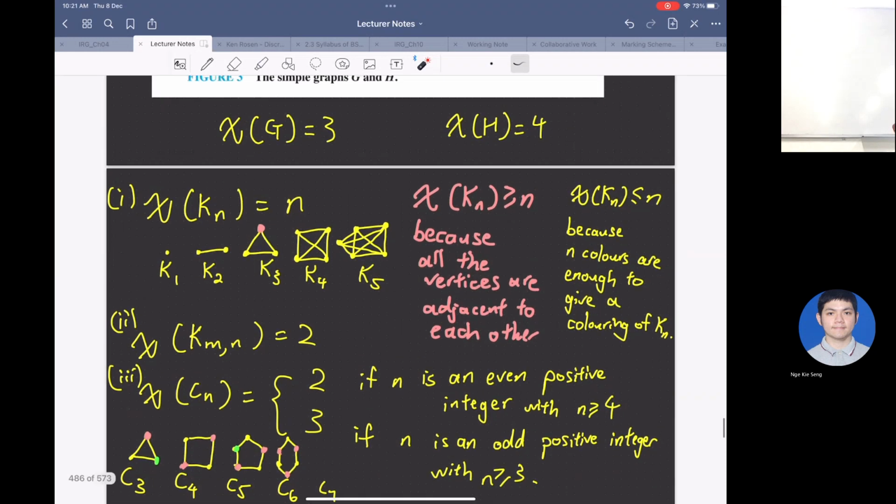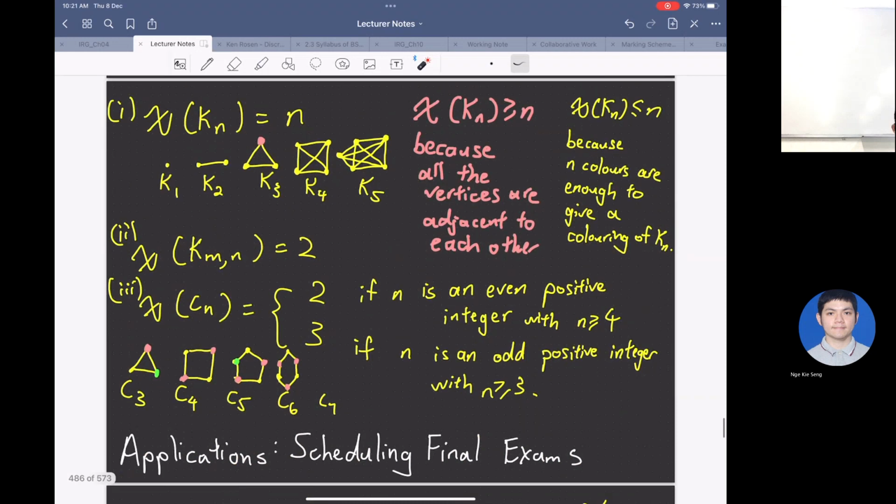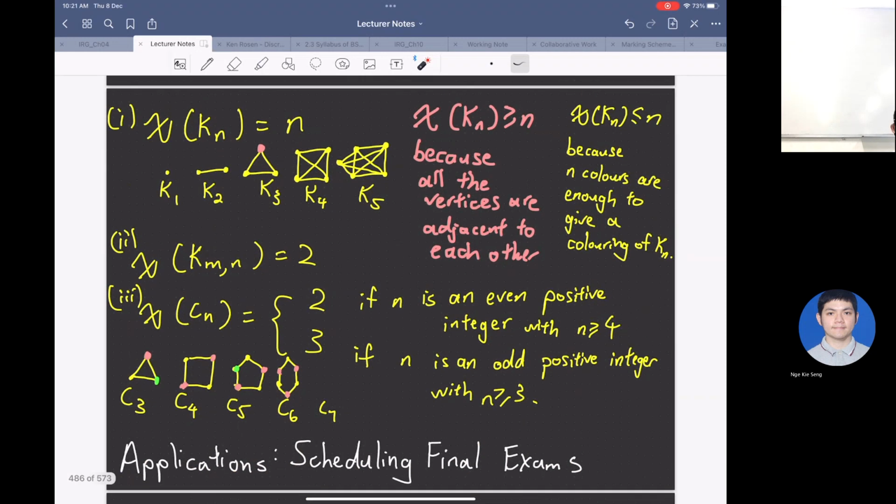So what's the application of graph coloring? You can use it to schedule your final exam, so that if you put different colors on different days, you won't have different exams on the same day.